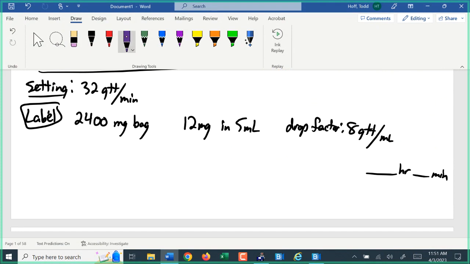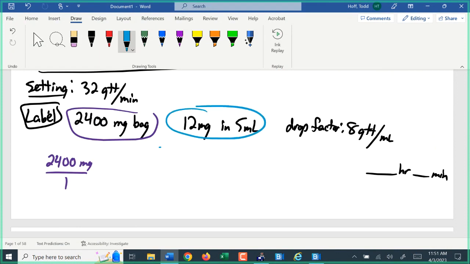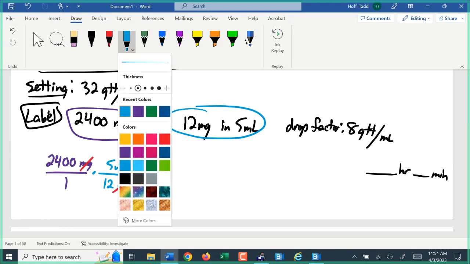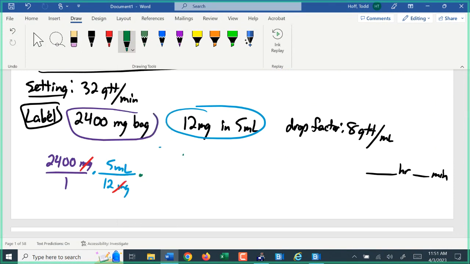So if we start off with the amount of our bag, 2,400 milligrams. We'll just put that over 1. The only thing we have that has milligrams in it is right there. So I'm going to put 12 milligrams. 5 milliliters would go with it on top. So the milligrams have canceled out. Next, we need to get rid of the milliliters. We have 8 drops per milliliter. So milliliters on bottom, 1 milliliter is 8 drops.